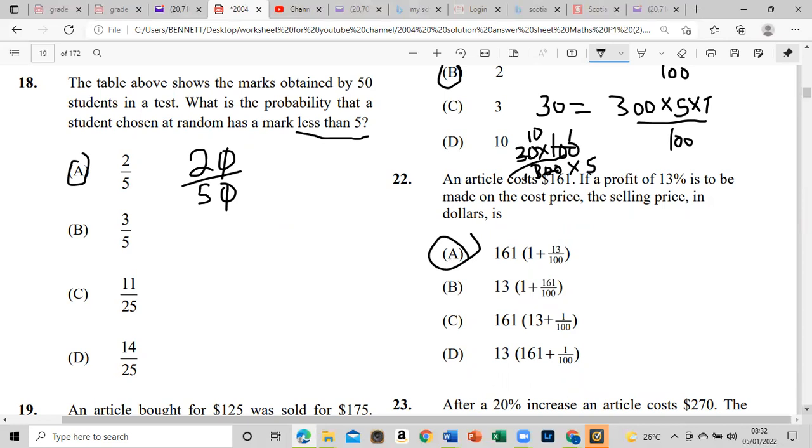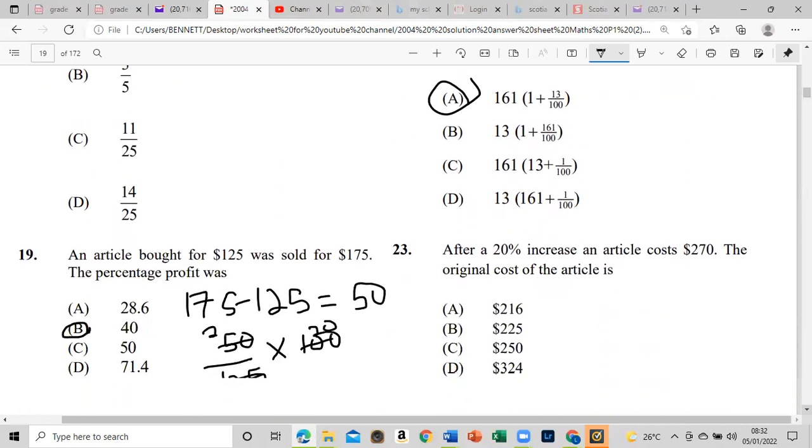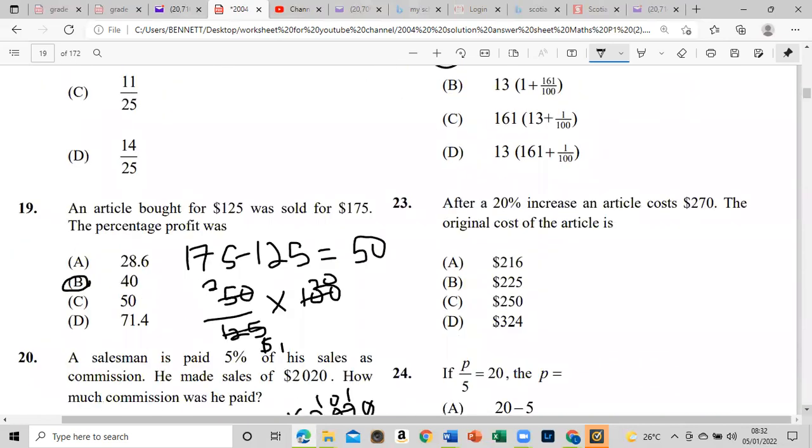All right, let's move on to 23. Let's go, guys, let's go. After a 20% increase, an article costs 270. The original cost of the article is. So this is what they are saying now, guys. 120% of some number, don't know what the number is, it's equal to 270. What would be the original number?